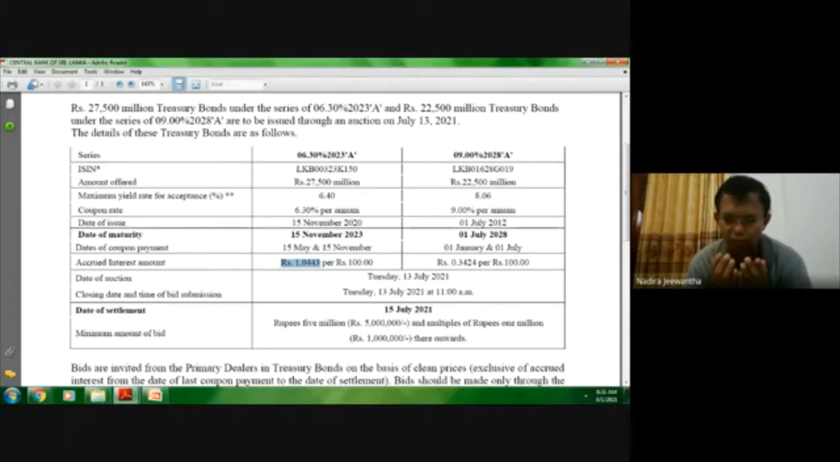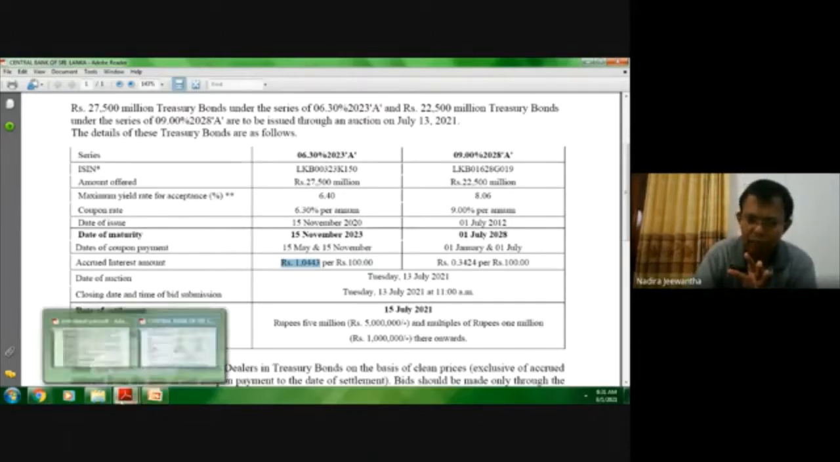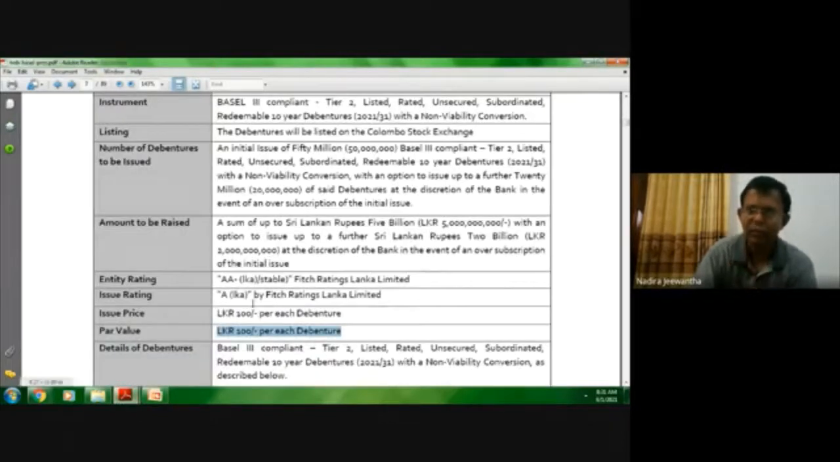What do you have to keep in mind? If it is any instrument, treasury bond or debenture, that was previously issued, and you want to purchase it now, then you will be purchasing this bond at either more than 100 or less than 100. It can't be 100. Why? Because it was previously issued.